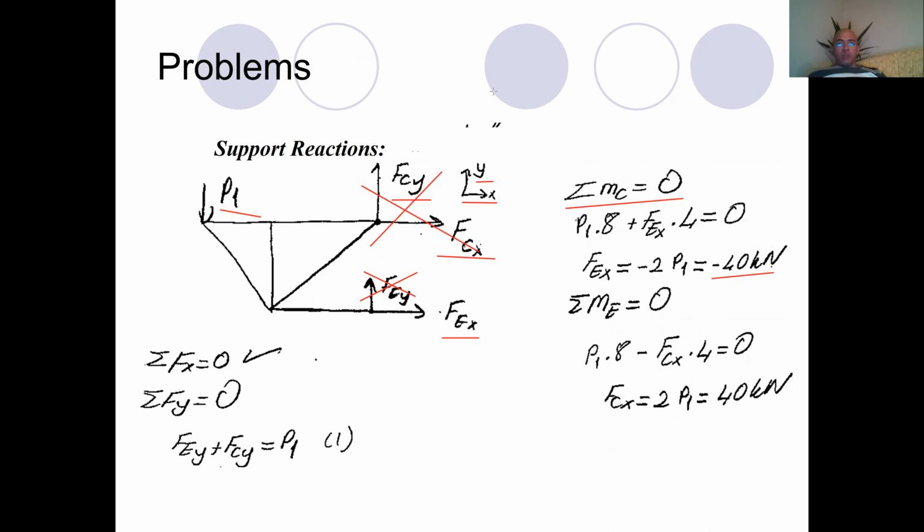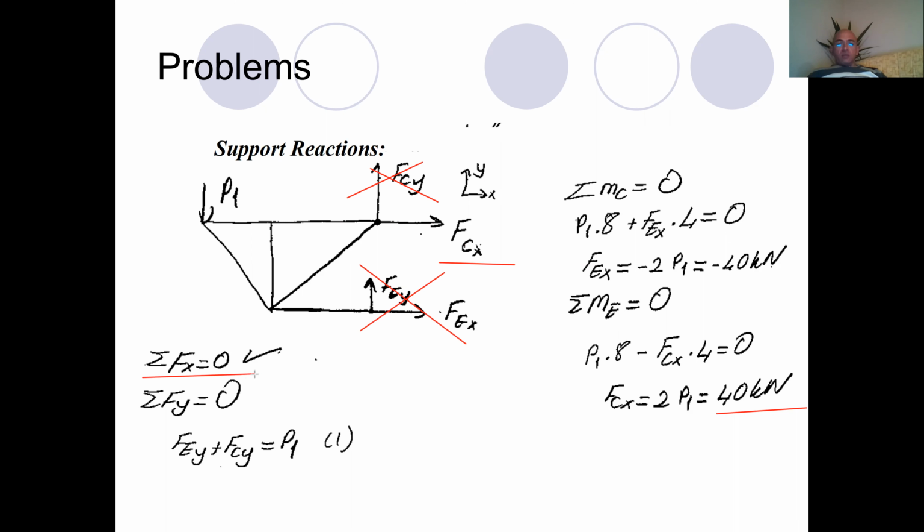Next, I take the moment with respect to point E. This will eliminate the contribution of the forces at point E. Again, FCY passes through point E, so it will not generate any moment, and I am left with FCX and P1. Writing the moment with respect to point E equal to 0: P1 multiplied by 8 minus FCX multiplied by 4 is equal to 0. This gives me FCX equal to 2 P1, and from there I find FCX as 40 kilonewtons.